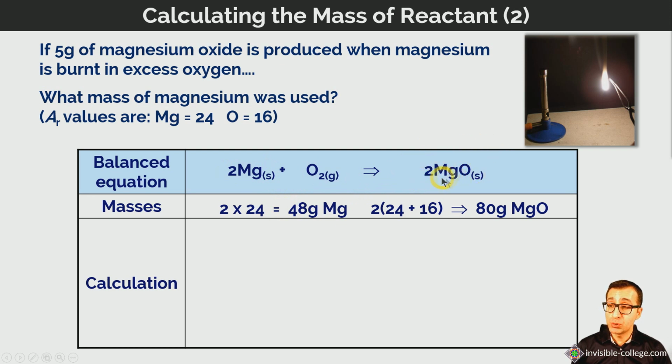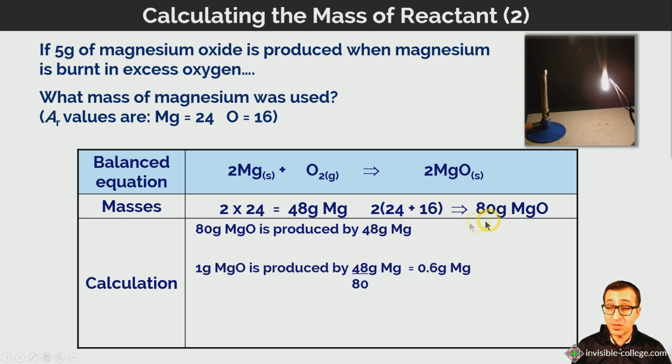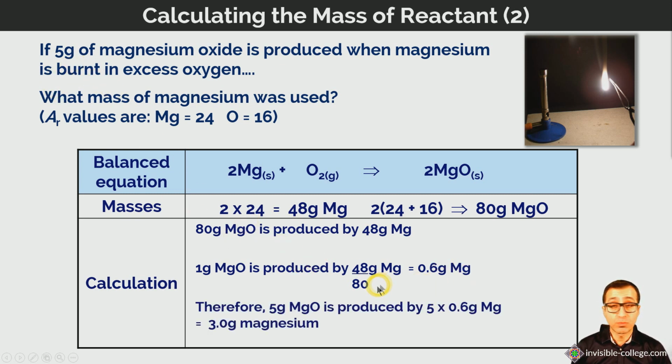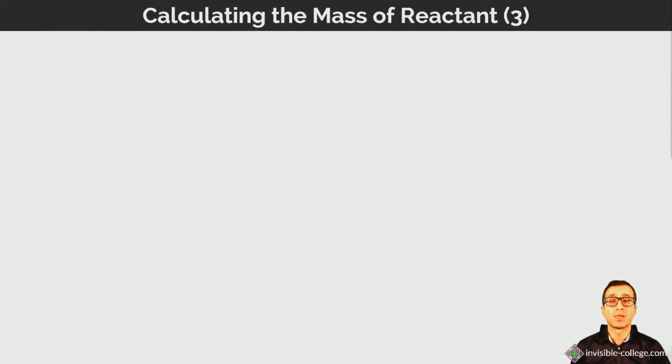And so this would give us 2 times the relative formula mass of magnesium oxide in grams, which is 80 grams of magnesium oxide. Now we can see from these numbers that when we use 48 grams of magnesium, we produce 80 grams of magnesium oxide. Therefore, if we wanted to produce 1 gram of magnesium oxide, we would divide 48 by 80, and this tells us that it requires 0.6 grams of magnesium. Therefore, if we're trying to produce 5 grams of magnesium oxide, we would multiply this value by 5 to get 3 grams of magnesium as the answer.